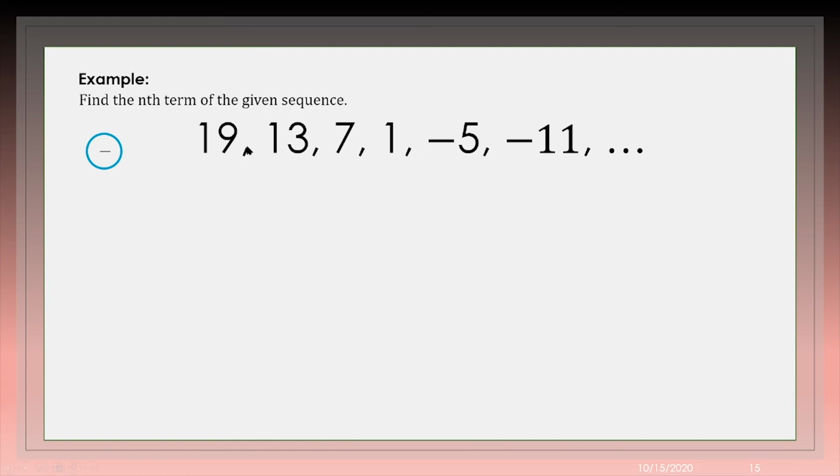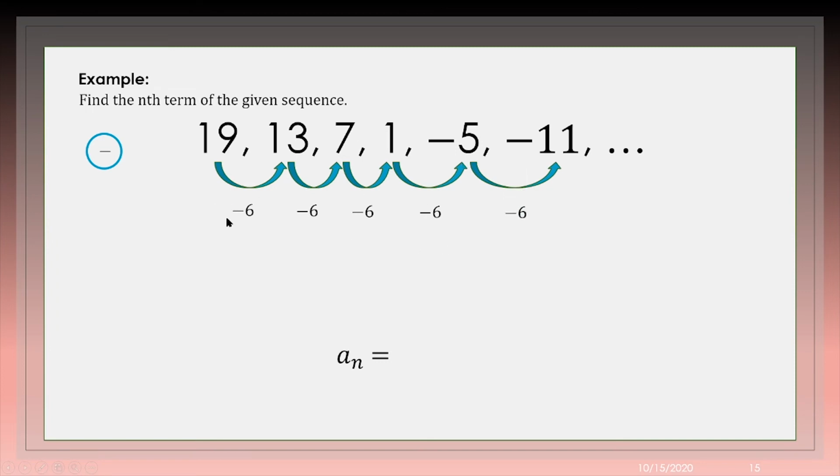So, 13 minus 19 is negative 6. 7 minus 13 is negative 6 ulit. 1 minus 7 is negative 6. Negative 5 minus 1 is negative 6. Negative 11 minus negative 5 is also negative 6. So, meron tayong common difference. So, it means that this is an example of a linear sequence.